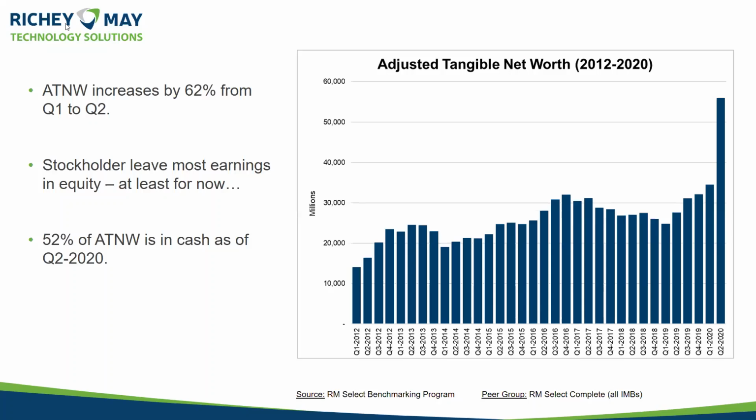For now, stockholders are leaving most of earnings in equity. That's just for now. I don't expect that it'll just continue to be left there. Obviously there's a question of how much we should have in there based on our strategic outlook. And just to touch back on what Jennifer was saying, 52% of that net worth is in cash. That is quite a bit. Usually that number is a little bit closer to 40% of the net worth that we've been seeing. So going from 30 million all the way up to 57 million as an average is pretty significant.